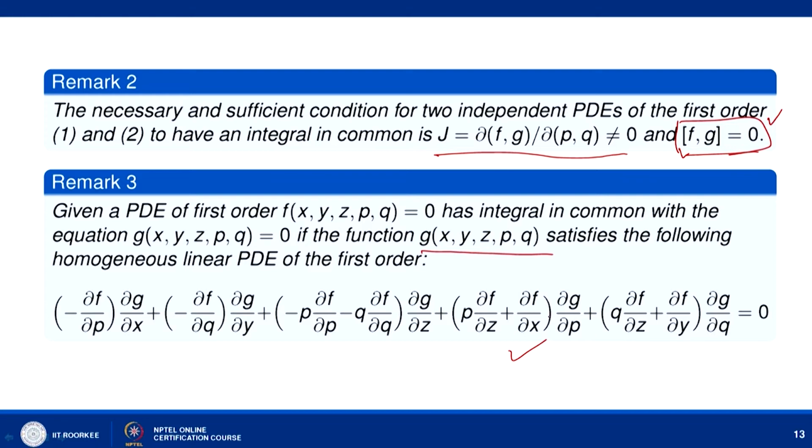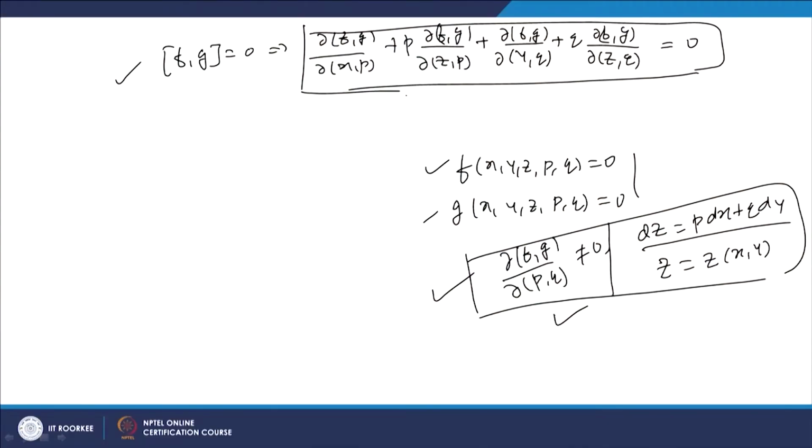In fact, this is nothing but this: if f and g have one solution in common, it means the bracket [f, g] = 0, and when you expand this, we can arrange it like this.